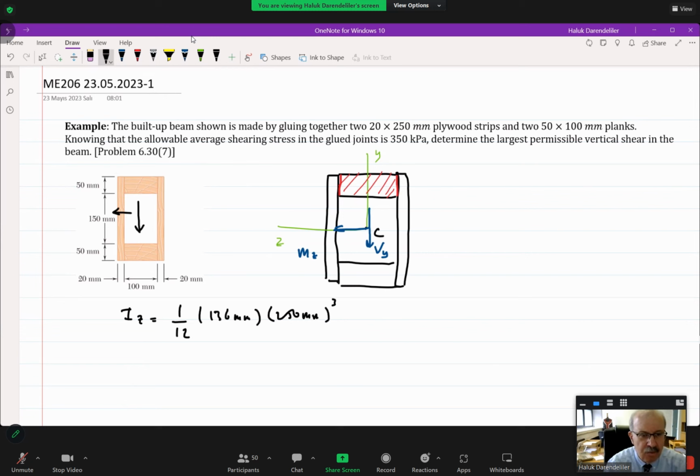Okay, we are not taking four parts. Now we are subtracting the inner rectangle, which is 1/12 times 100 millimeters times, as you all say, 150 millimeters cubed. The dimensions are very clear. Here I just want to show you that you don't need to use four different areas, but instead you can use two boxes and subtract one from the other. Anyway, if you calculate the moment of inertia, you will see that it is equal to 148.96 times 10 to the power 6.